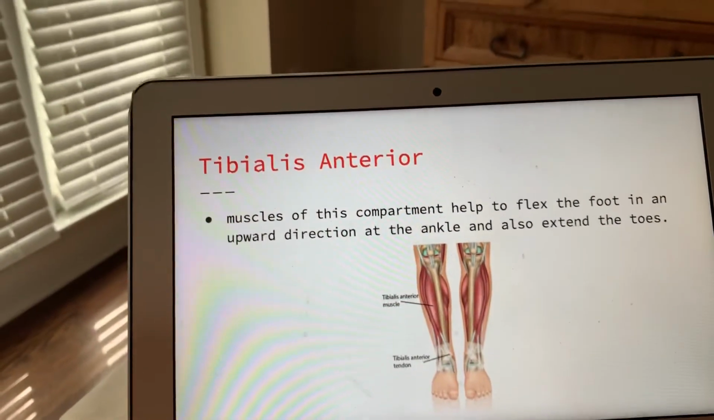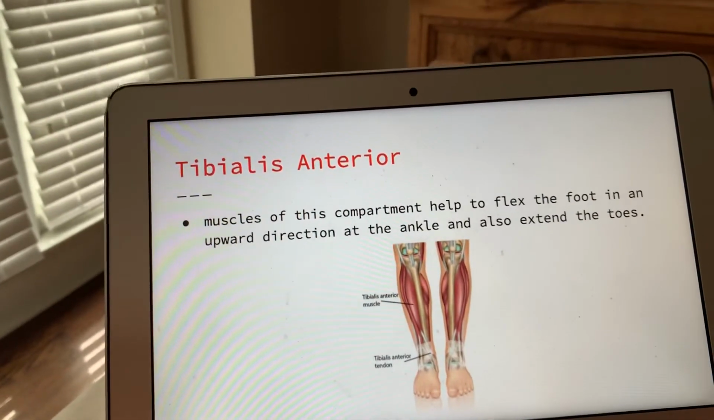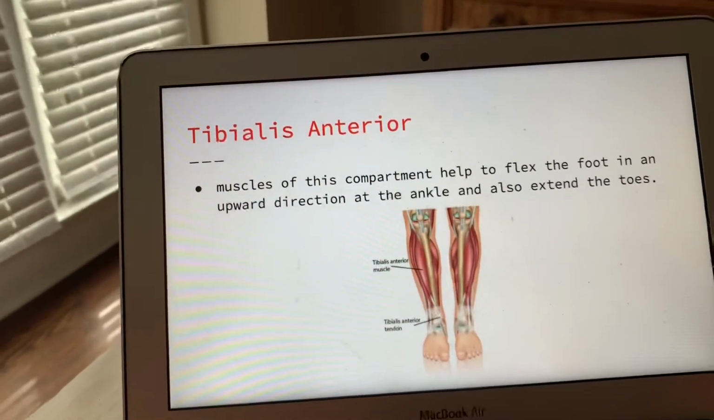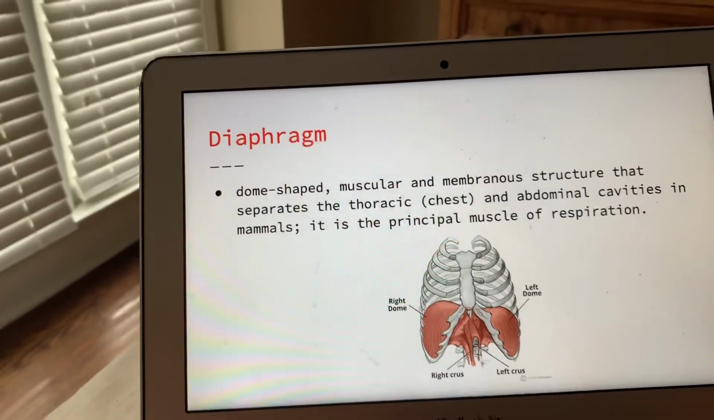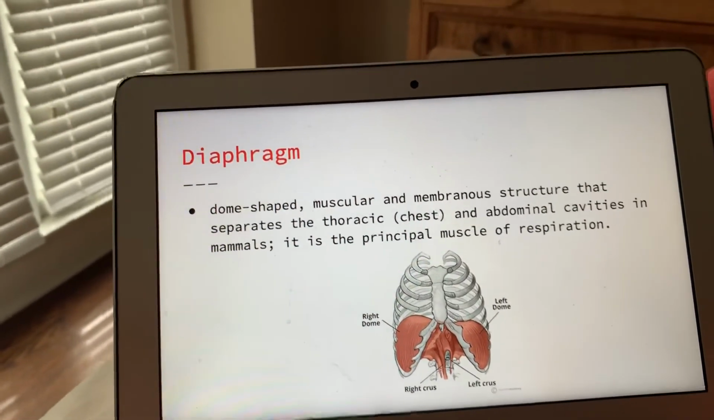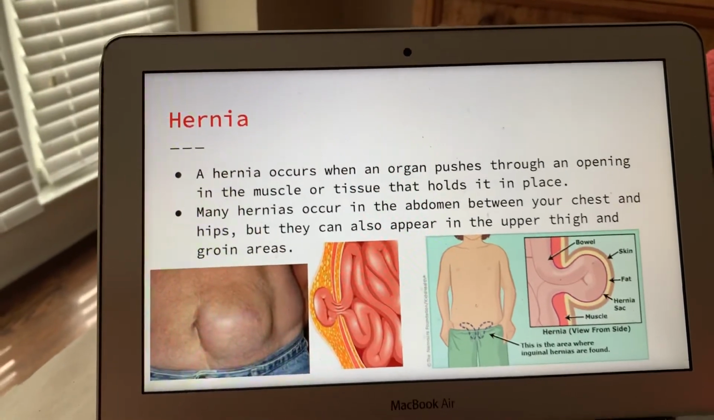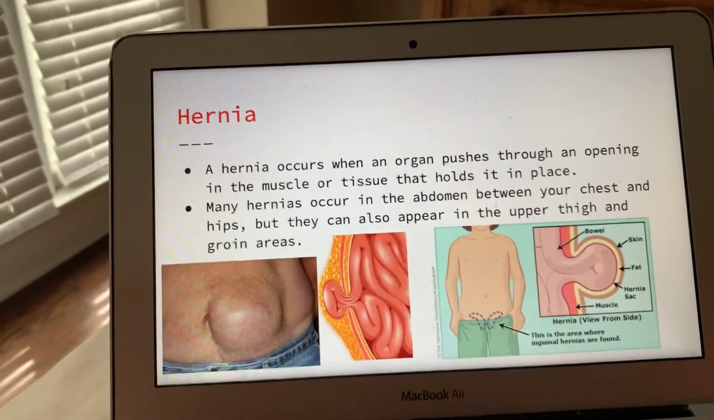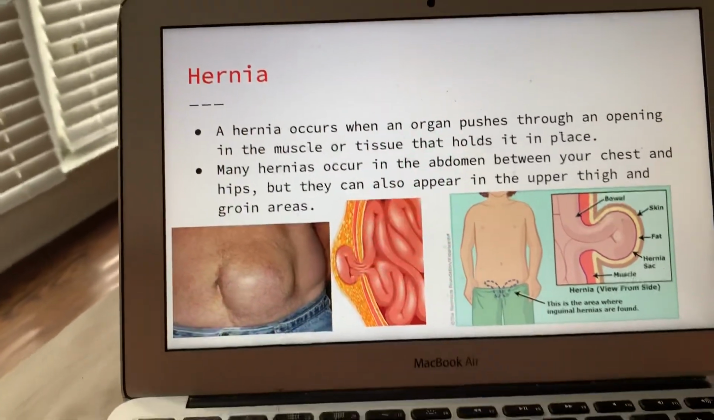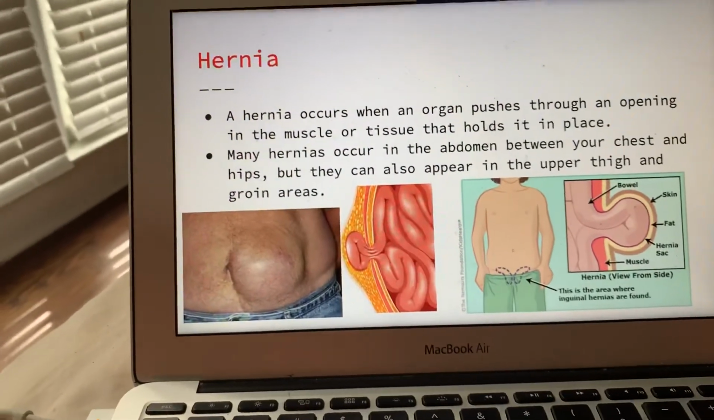The tibialis anterior is used to flex the foot in an upward direction at the ankle and also to extend the toes. The diaphragm is a dome-shaped muscle, and it's the principal muscle of respiration. A hernia occurs when an organ pushes through an opening in the muscle or tissue that holds it in place. Many hernias occur in the abdomen between your chest and hips, but they also appear in your upper thigh and groin areas.